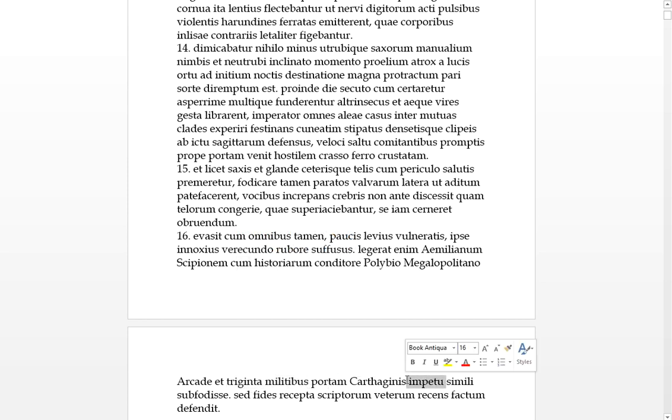He had made an with an impetu, it made an attack on a portem Carthaginius, which is a gate of Carthage, is what they call it. Similarly, means similar to, I made an attack similar to this to sub Fodisi, to dig under their porta, under the gate.